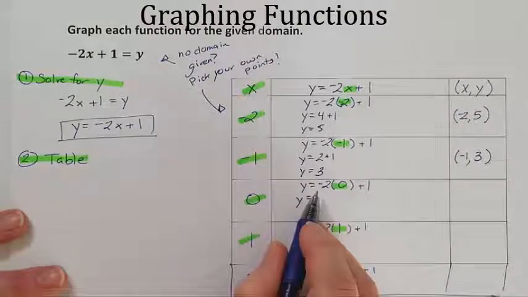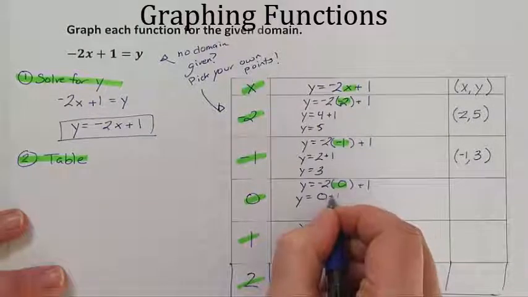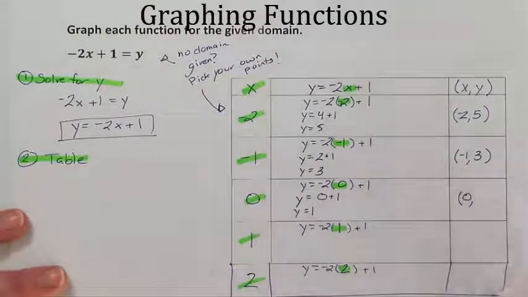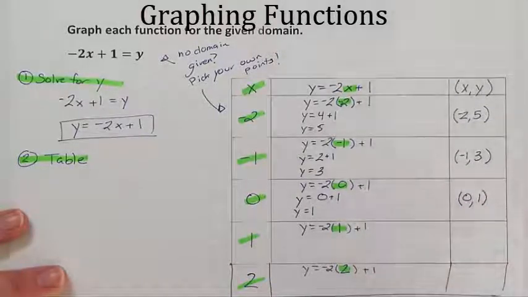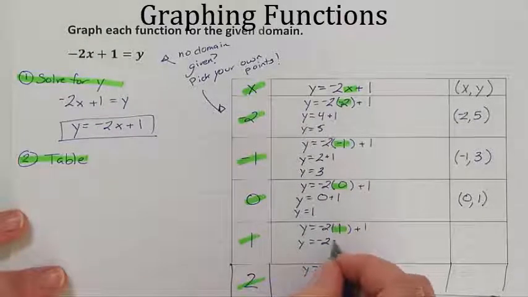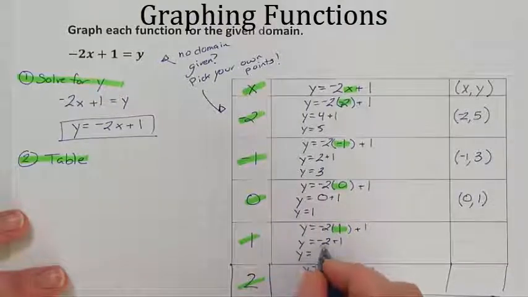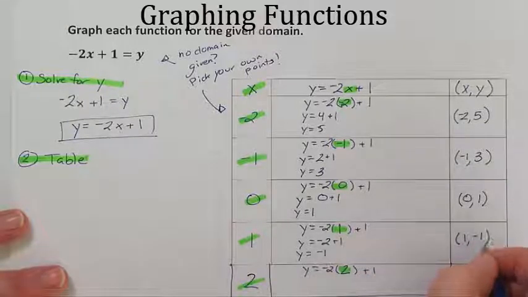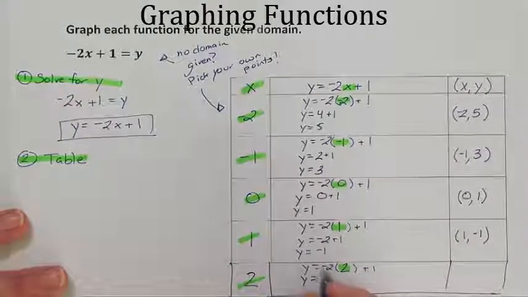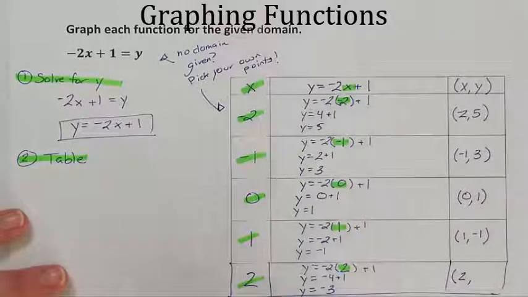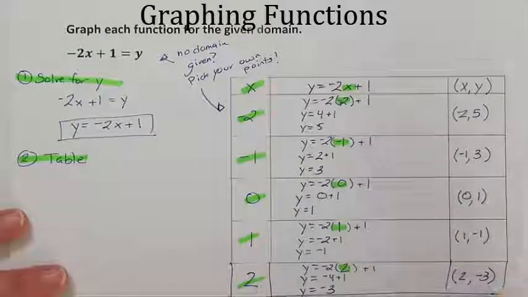Moving on, y equals, -2 times 0 is 0, and we're still supposed to add the 1. 0 plus 1 is 1. So when I use 0 as my x, I got a y of 1. Moving on, y equals, -2 times 1 is a -2, and we're still supposed to add the 1. Y equals, -2 plus 1 is a -1. So when I used 1 as a green highlight, I got an answer of -1. Y equals, -2 times 2 is a -4, and then we're supposed to add the 1. -4 plus 1 is a -3. So when I used 2 as my green highlight, I got an answer of -3.